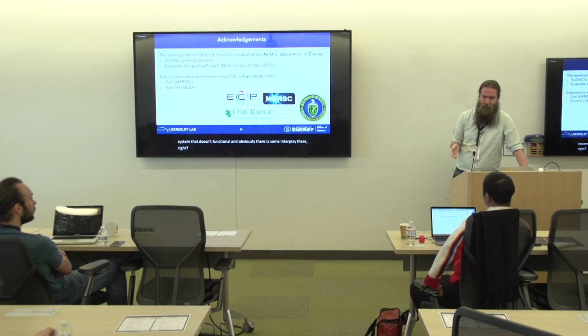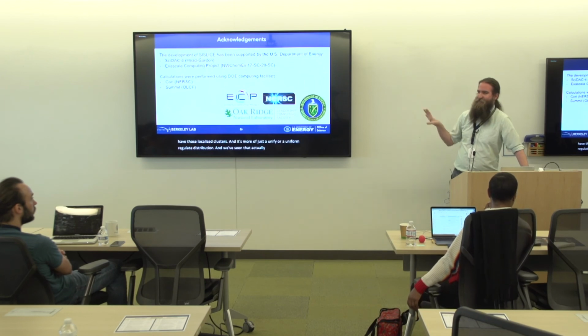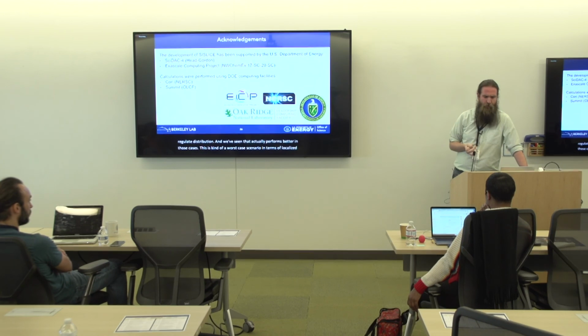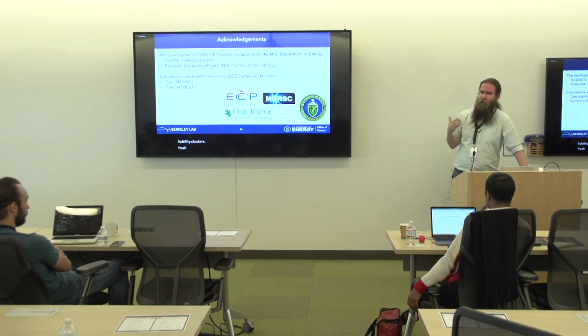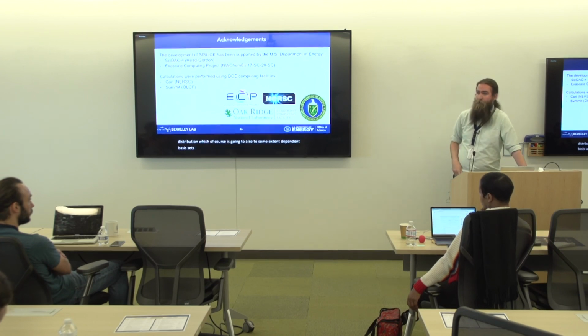So we've also run this on pseudo-potential calculations where we don't have those localized clusters and it's more of just a uniform eigenvalue distribution. And we've seen that it actually performs better in those cases. This is kind of a worst case scenario in terms of localized eigenvalue clusters. Yeah, so not in terms of the functional, but more in terms of the physical system that we're modeling, because it's going to depend on the eigenvalue distribution, which of course is going to also, to some extent, depend on basis sets and functionals and things like that.